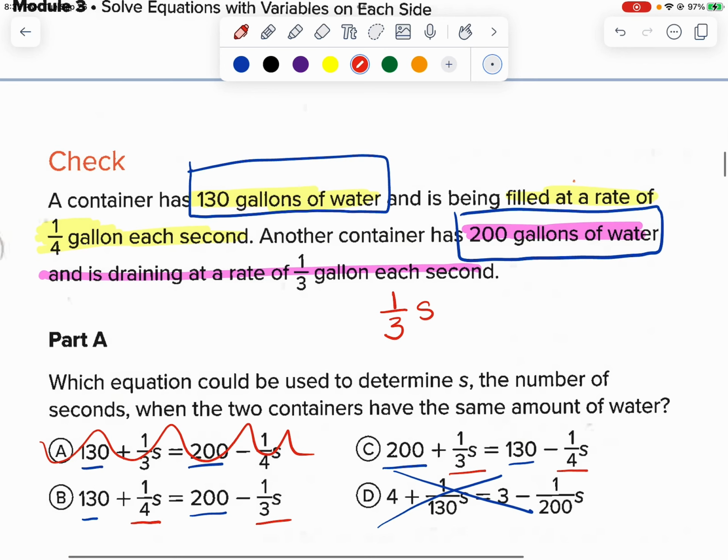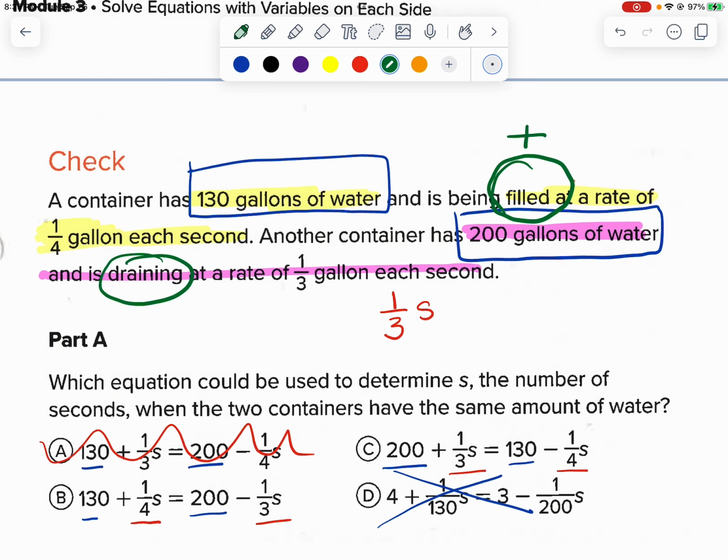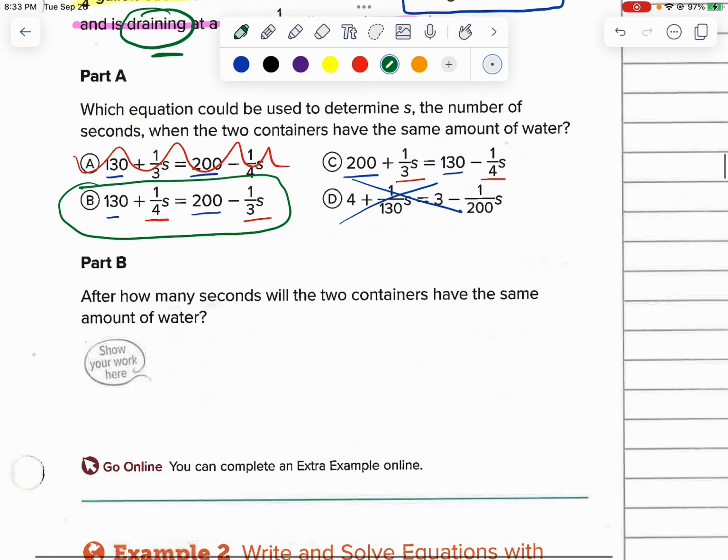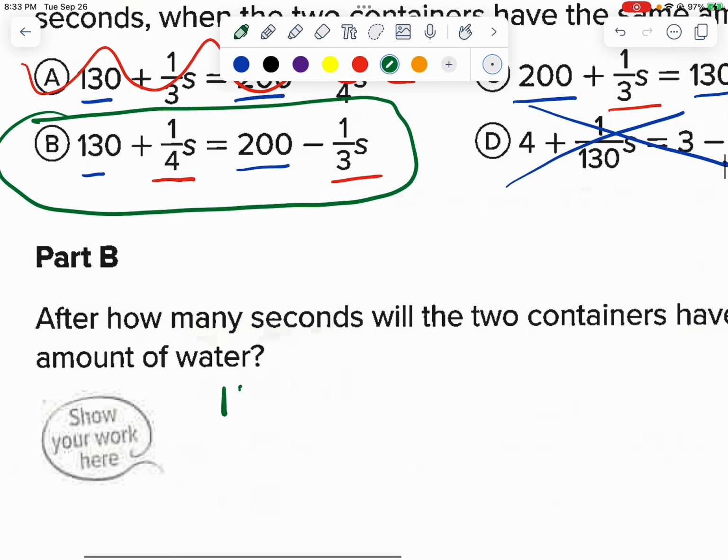So let's go back up here and look at this. It says a container has 130 gallons of water and is being filled. So it's adding water, where this one says 200 gallons of water and is draining. If you're filling water, you're adding water. If you're draining water, you're subtracting water. So 130 plus 1/4, and then 200 minus. That means this is the one that's going to be used. So 130 plus 1/4 S equals 200 minus 1/3 S.